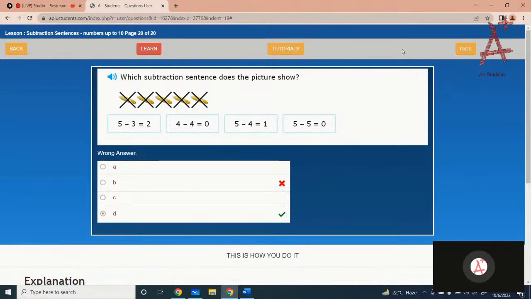Yes, option number D, 5 subtract 5. In total, you have 5 corns, and out of the 5, 5 of them are crossed out. Very good. 5 subtract 5 is 0.